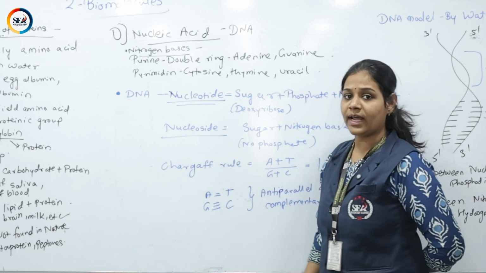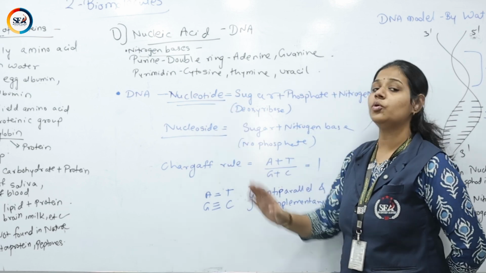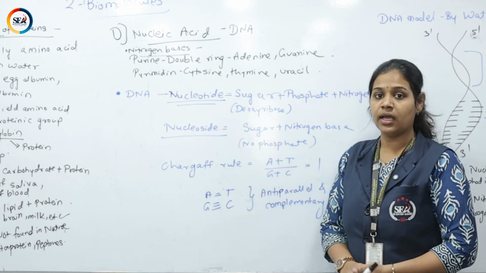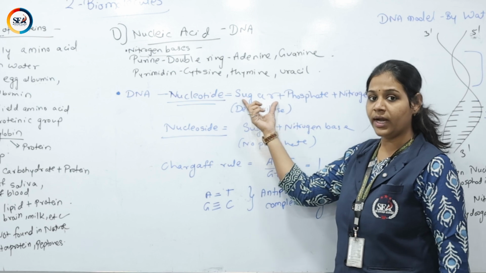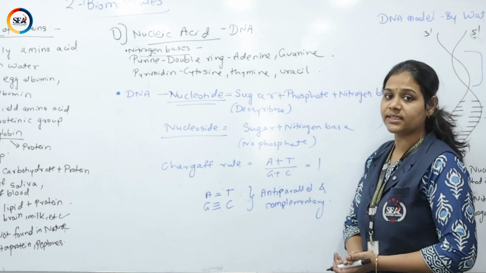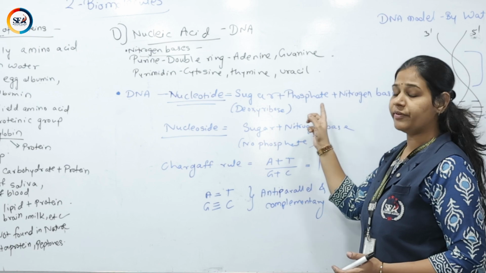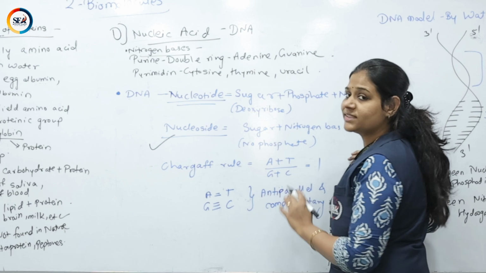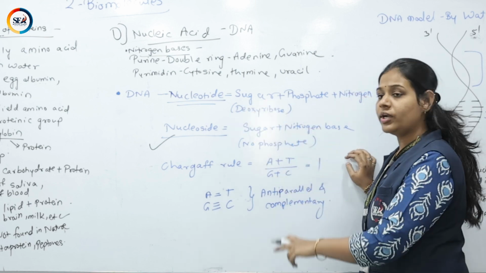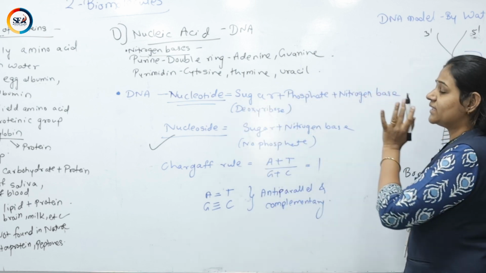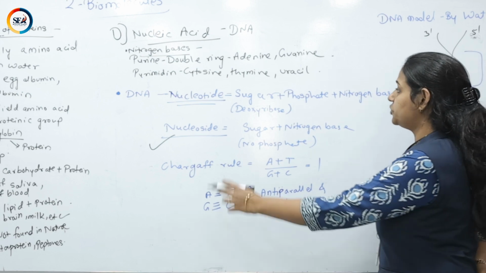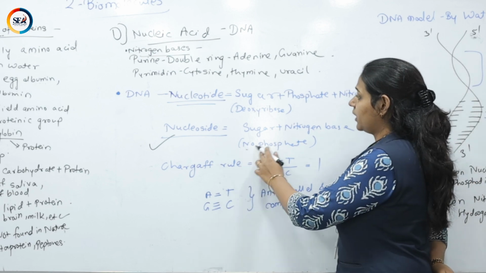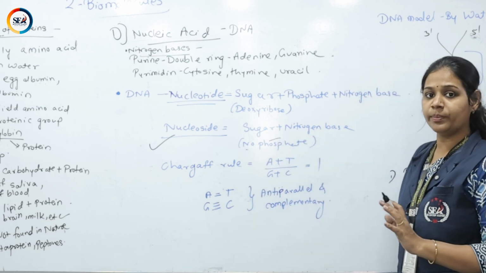DNA is made up of polynucleotides. What is a polynucleotide? It is made up of many units of nucleotides. A single nucleotide includes sugar, phosphate and nitrogen base. If there is no phosphate group, if there is only sugar and nitrogen base, then the structure is called a nucleoside and not a nucleotide. In a nucleotide, sugar is present, phosphate is present and nitrogen base is present. The sugar which is present in DNA is deoxyribose sugar. In a nucleoside, no phosphate group is present.